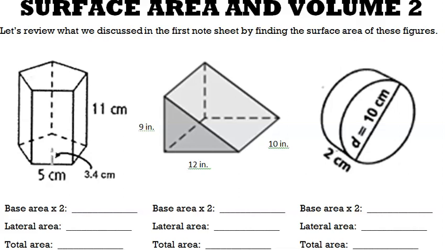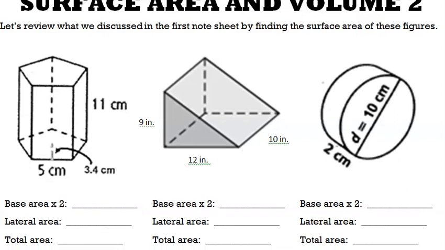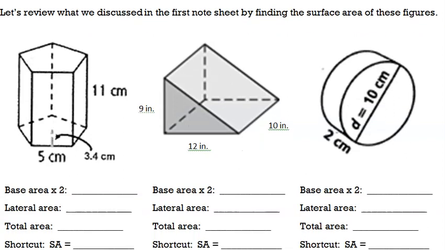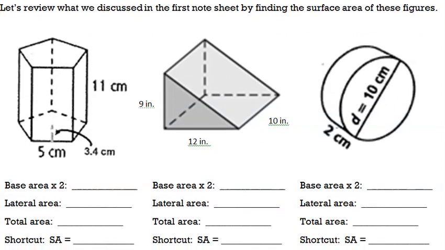Hey everybody, today we're going to practice some of what we did in the previous lesson, the surface area and volume 1 lesson, and then we're going to move on to bring in a couple of new figures that will require some new tricks. So we're going to do a little bit of review first, and then we're going to go from there. All right, so we're going to start with a pentagonal prism.